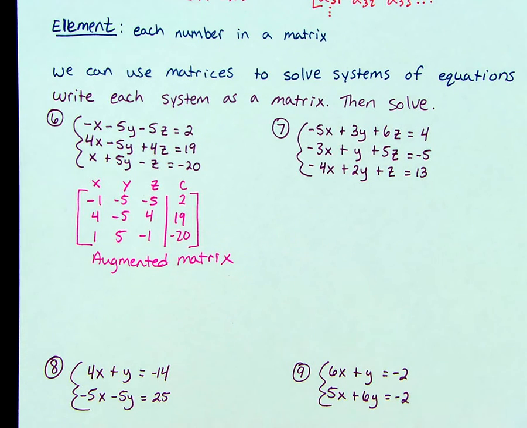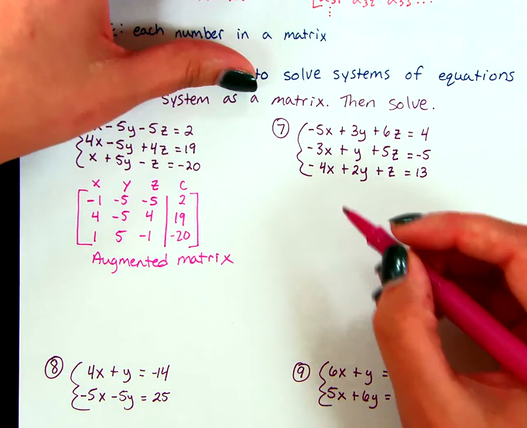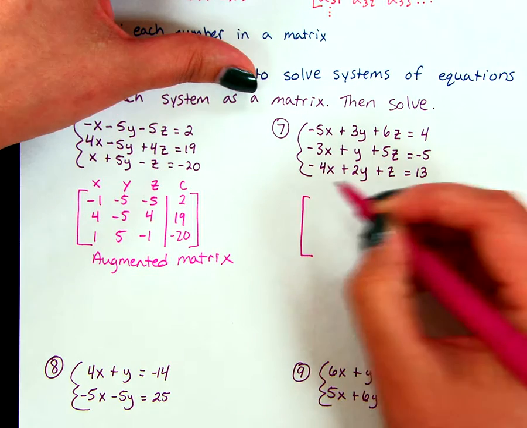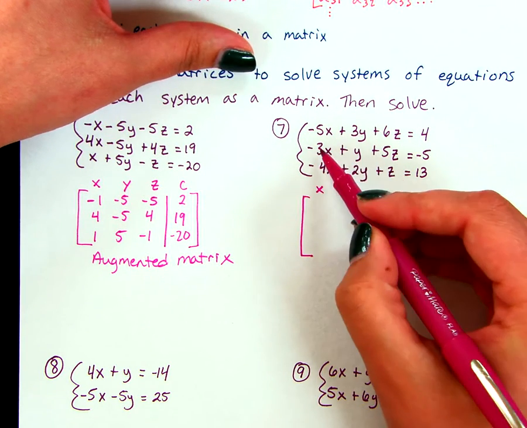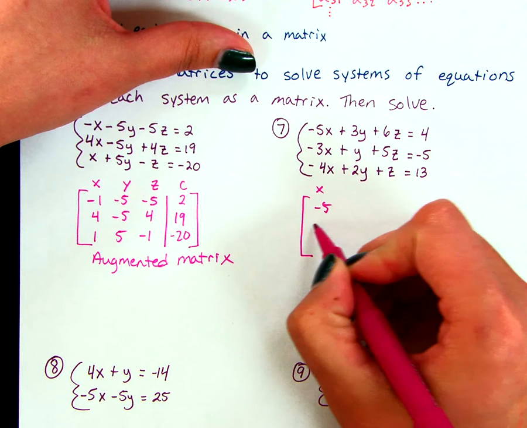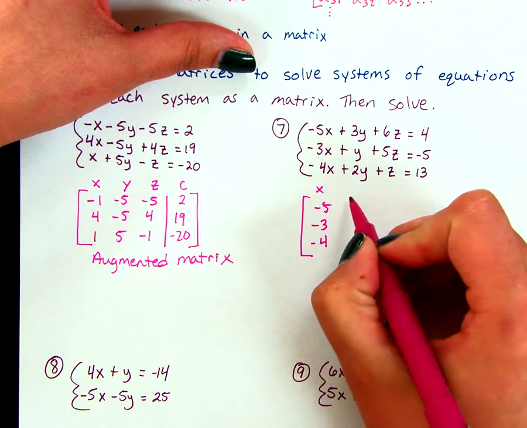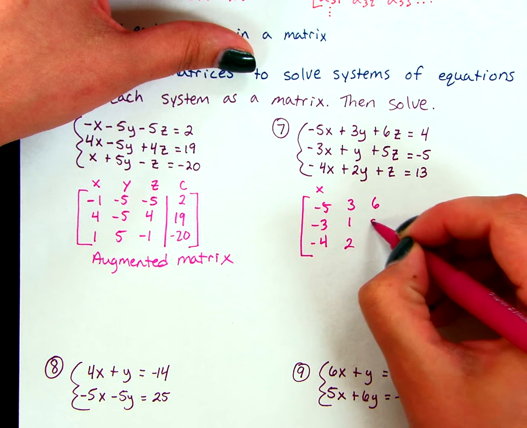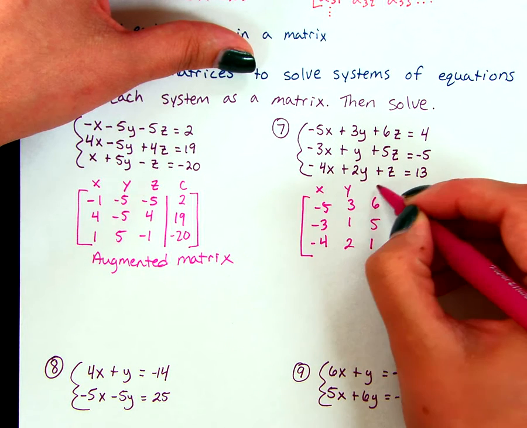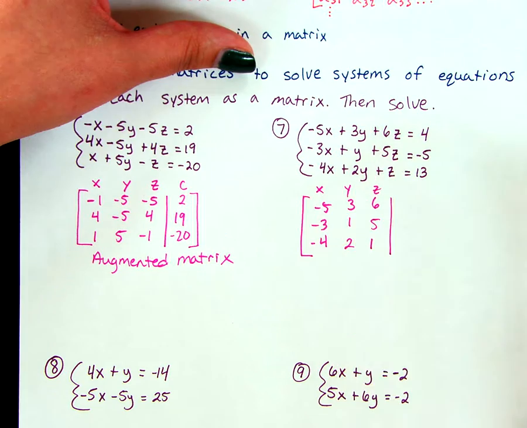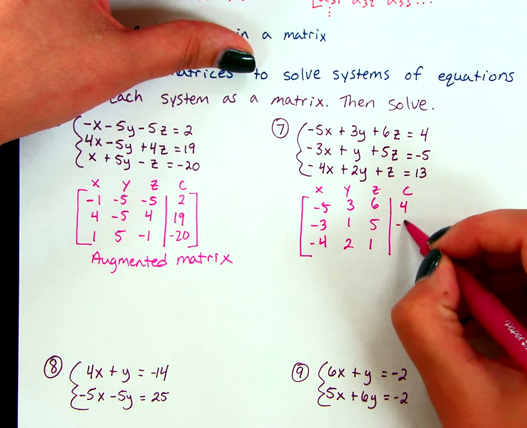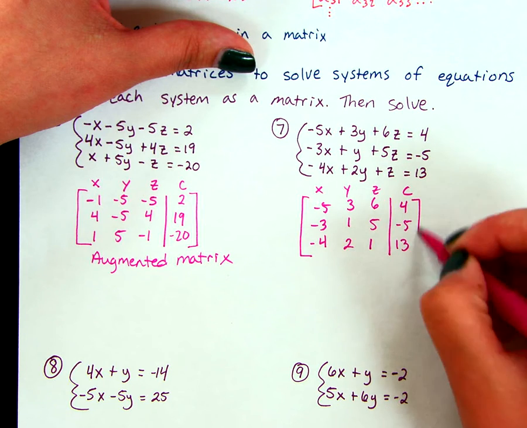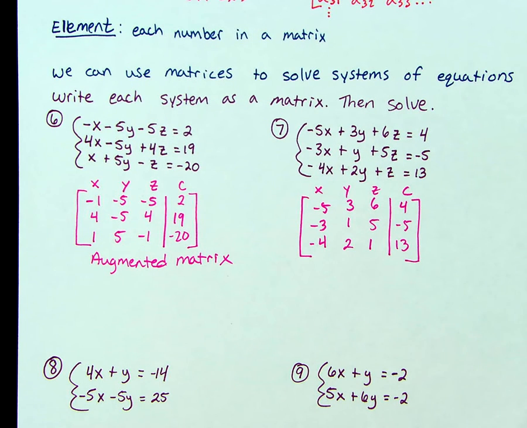So the next one, I'm just going to set that up. Okay. So again, when we write this, we start with our x's. So -5, -3, and -4. And then we have 3, 1, 2, 6, 5, 1. So again, y and z column. And then I'm going to put a little bar here for the constants. So 4, -5, and 13. So again, this would be my augmented matrix for that system of equations.